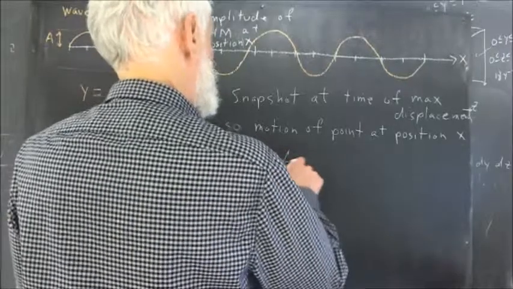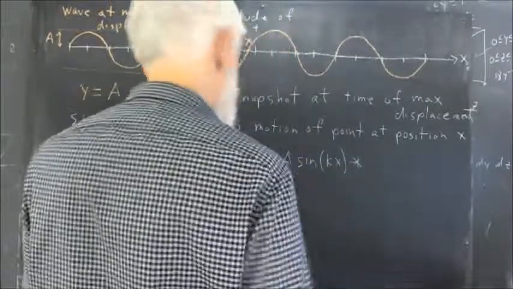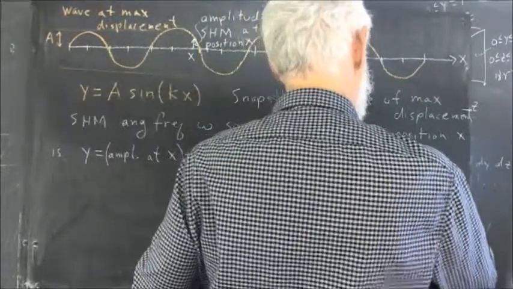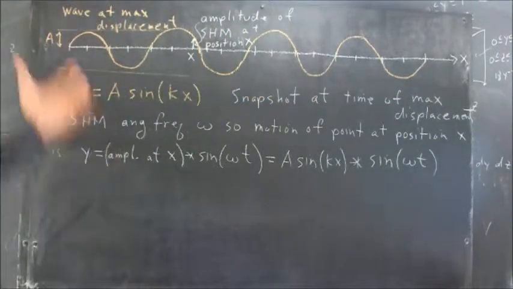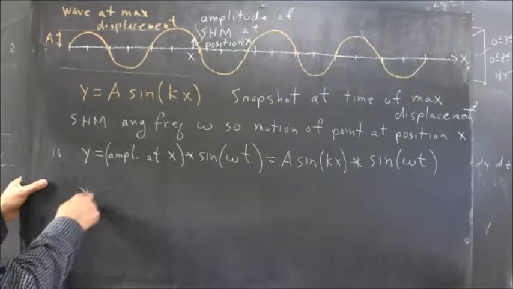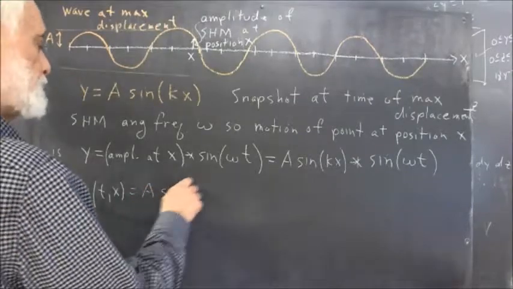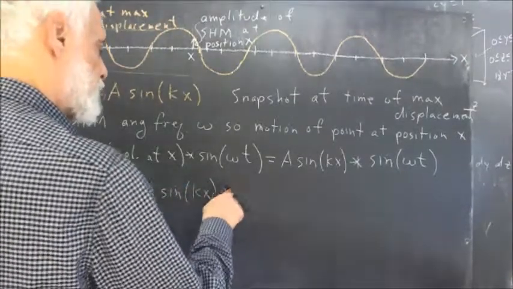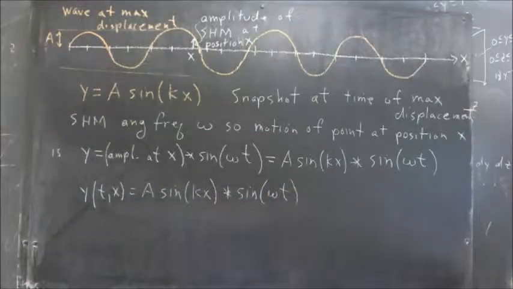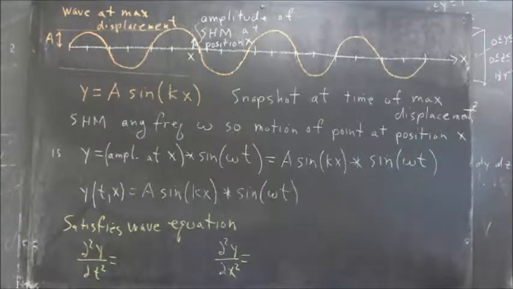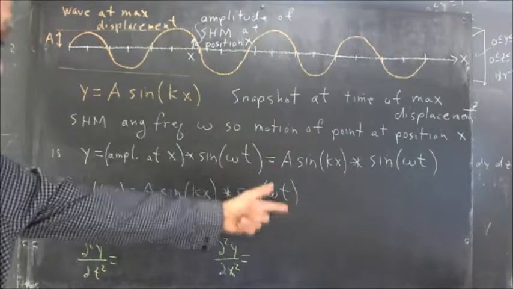So that's A sine of kx multiplied by the sine of omega t. And that's the equation of this entire wave. So we can say that more explicitly: y of x, t equals A sine of kx times sine of omega t. Now, this equation satisfies the wave equation. This is the equation of the wave.